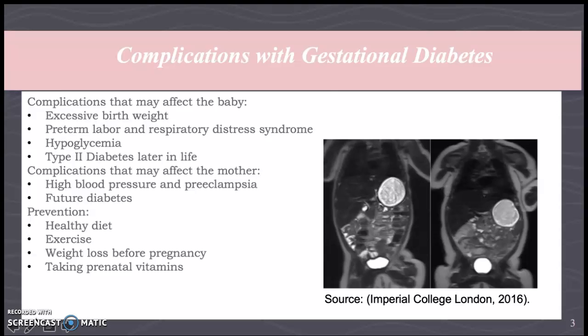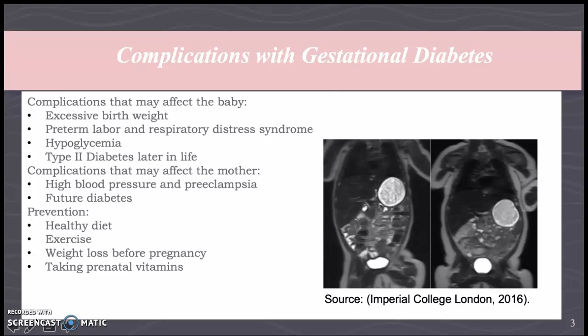So some complications of gestational diabetes that may affect the baby could be excessive birth weight, which I'm going to talk about a little more later, earlier preterm birth, along with respiratory distress syndrome. As a mother's high blood glucose increases, her risk of early labor before the due date is often increased. And the doctor may recommend early delivery due to a larger baby, which I'll also talk about later.